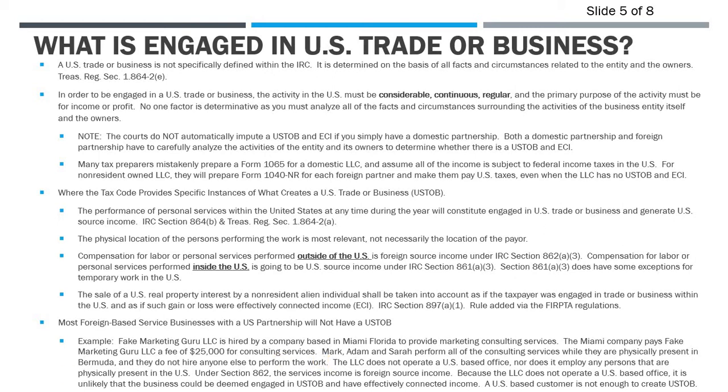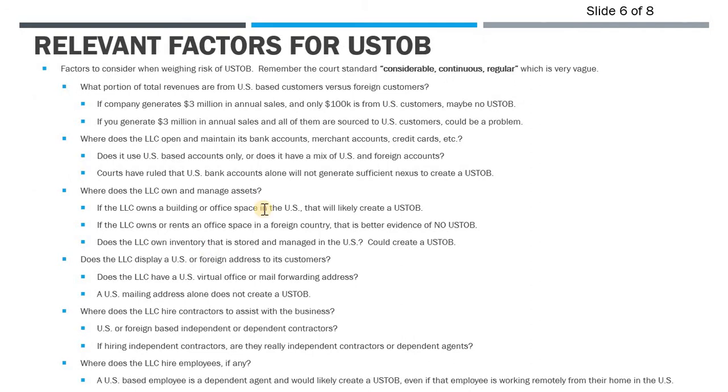Okay, so let's move on to the next slide here. What are the relevant factors when we look at whether we have a USTOB? Well, remember the standard here is considerable, continuous, and regular, right? Which is very vague. It is. I mean, there's really no precision here. So we have to look at all of the facts and circumstances surrounding the business and weigh whether or not we actually have a USTOB.